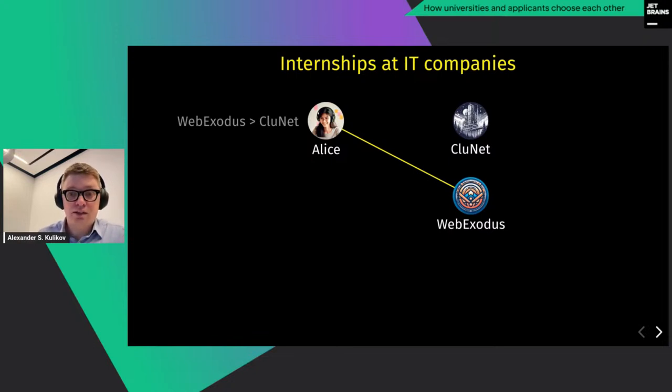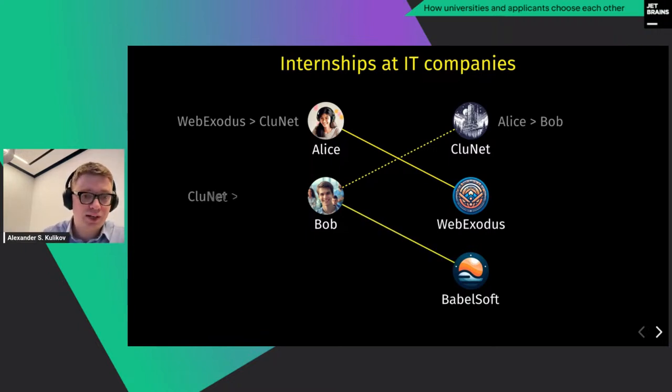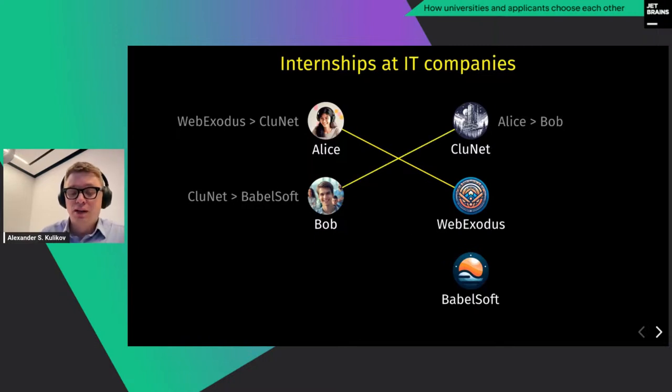Then Clunet decides to try to find another intern, and then they look at the preference list and they realize that the second person in the list is Bob. So they suggest Bob to do an internship with them, but it turns out that Bob already accepted an offer from Bubblesoft, but then Bob realizes that he prefers Clunet to Bubblesoft, so he decides to do an internship with Clunet instead of doing an internship with Bubblesoft.